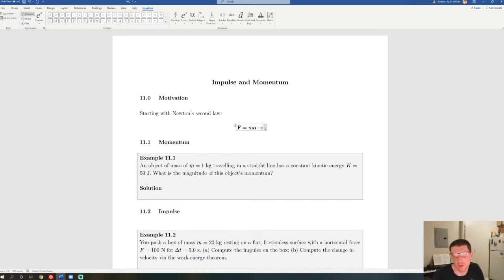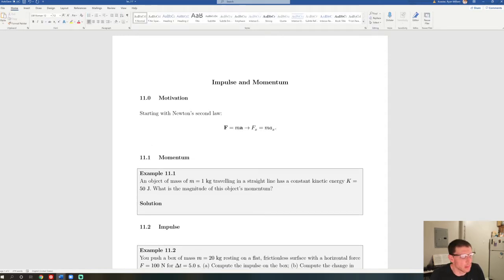But anyway, let's think about the one-dimensional case here. And so we don't have to really worry about vector notation. And so this says, and I'm just choosing the x direction for definiteness, that the net force in the x direction is given by the mass times the acceleration in the x direction, right?